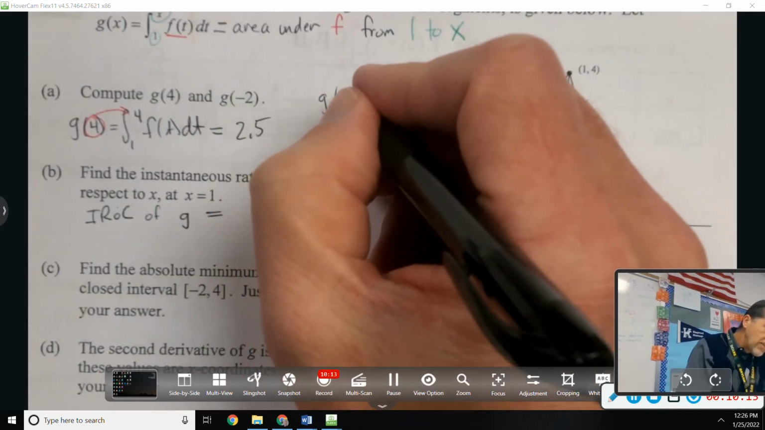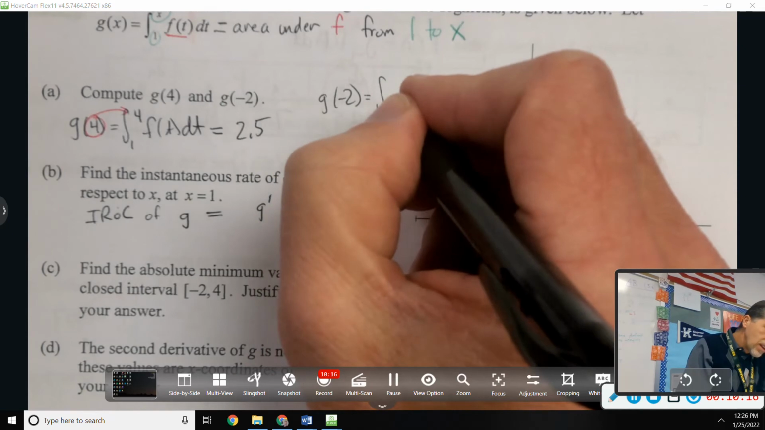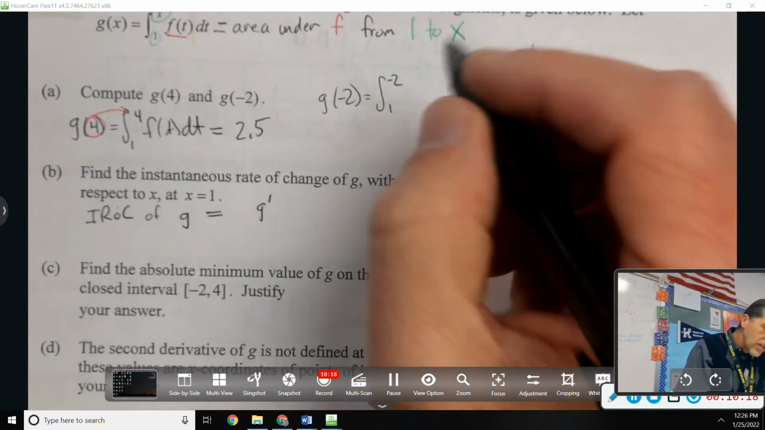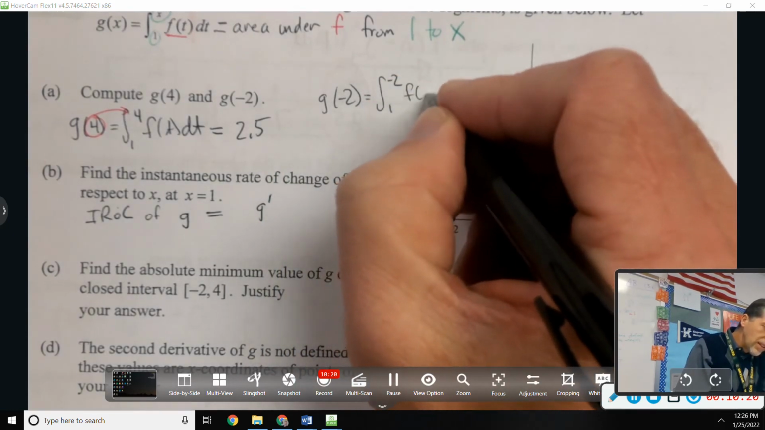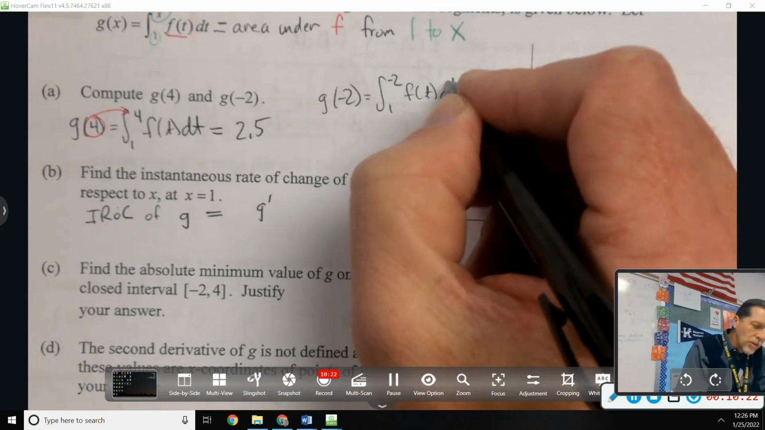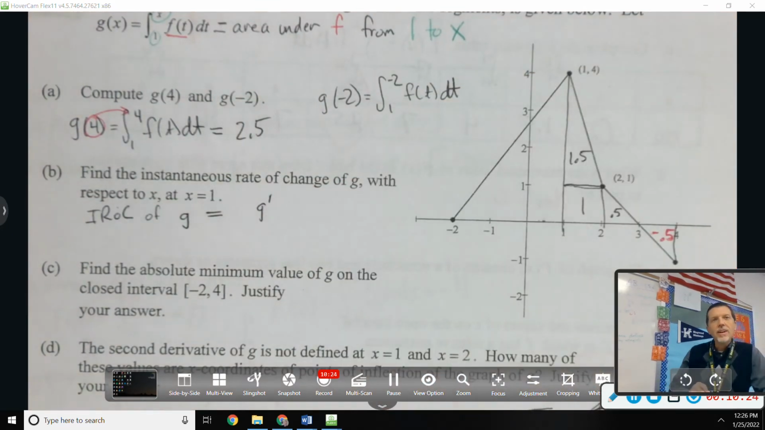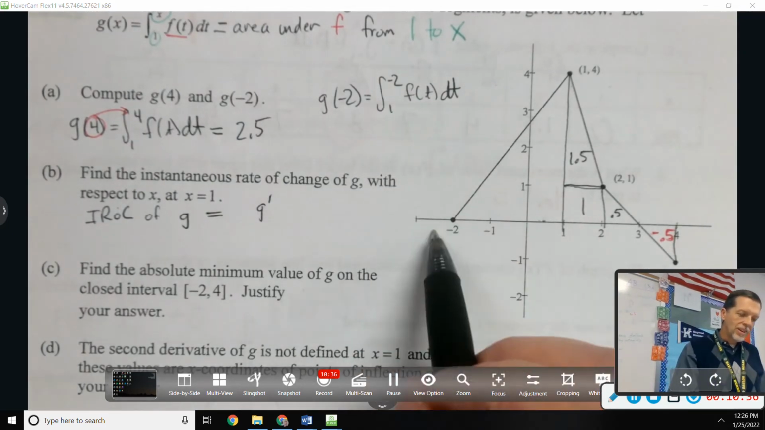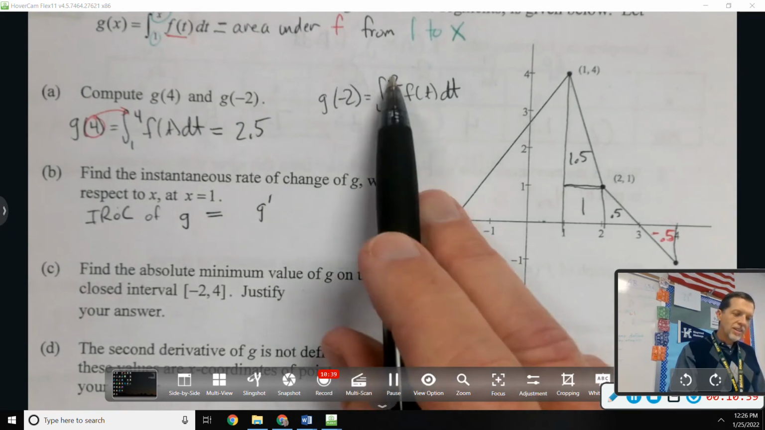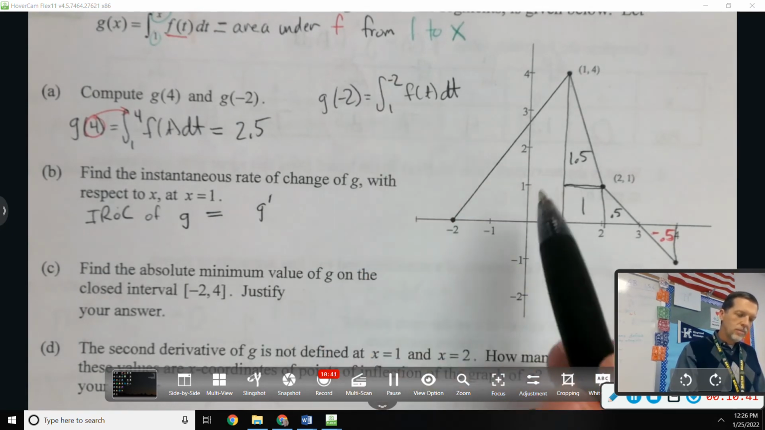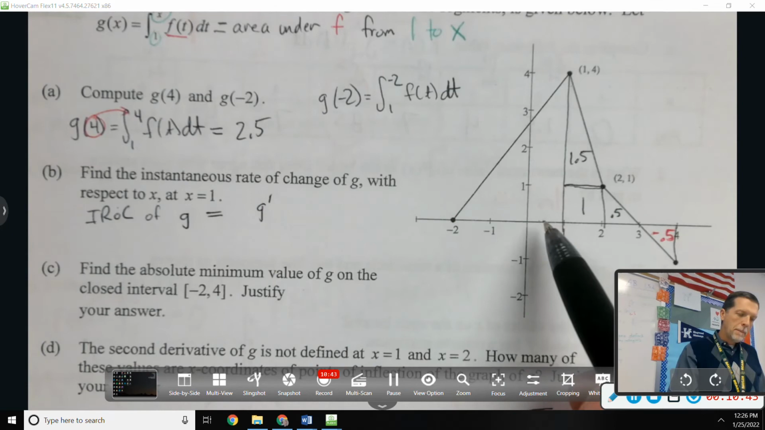G of negative 2. So Bailey, here's your complaint. Should be rightly registered right here. So what's the issue? Why are you complaining? What do we need to do? Find the area. Find the area. So how am I going to find the area from 1 to negative 2? What's going on here? It crosses the y-axis, so you have to have a negative.